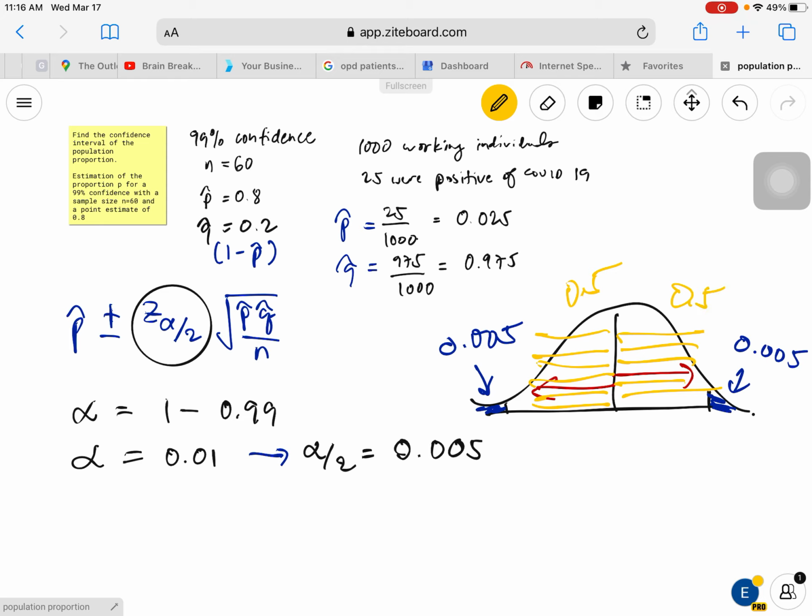So to find the z-score that represents the area shaded with blue, you just have to subtract 0.005 from 0.5. So here we have 0.5 minus 0.005. Just use your calculator to do the math. So we have 0.4950. Now, in the z table, we have to look for 0.4950.